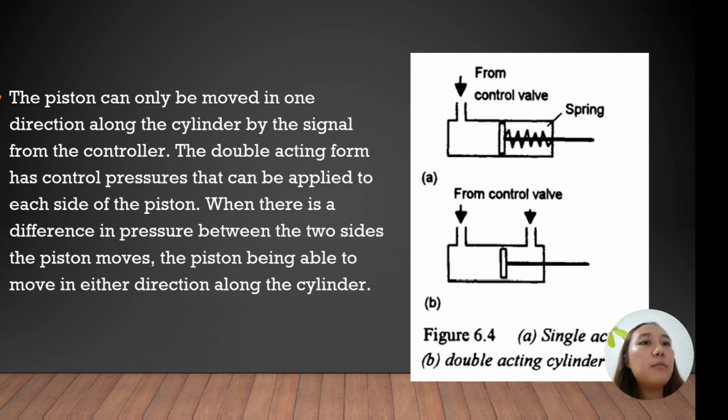The piston can only be moved in one direction along the cylinder by the signal from the controller. The double acting form has control pressure that can be applied to each side of the piston. When there is a difference in pressure between the two sides, the piston moves, the piston being able to move in either direction along the cylinder.